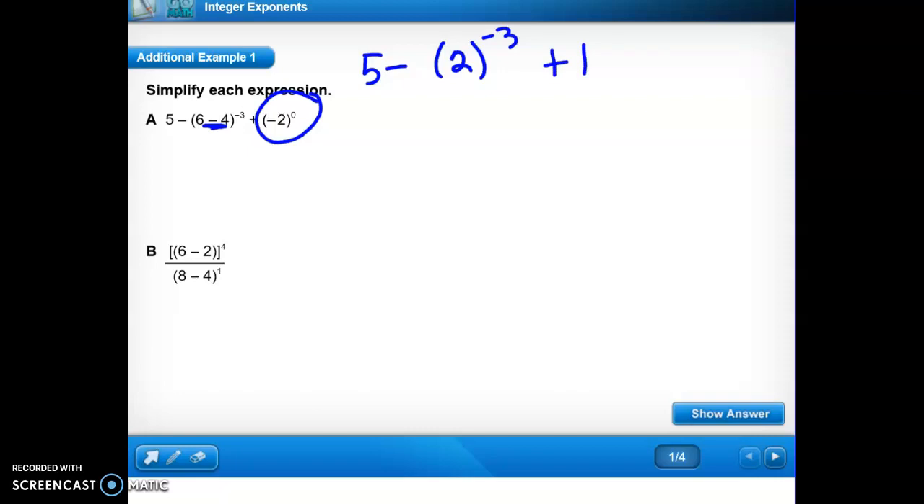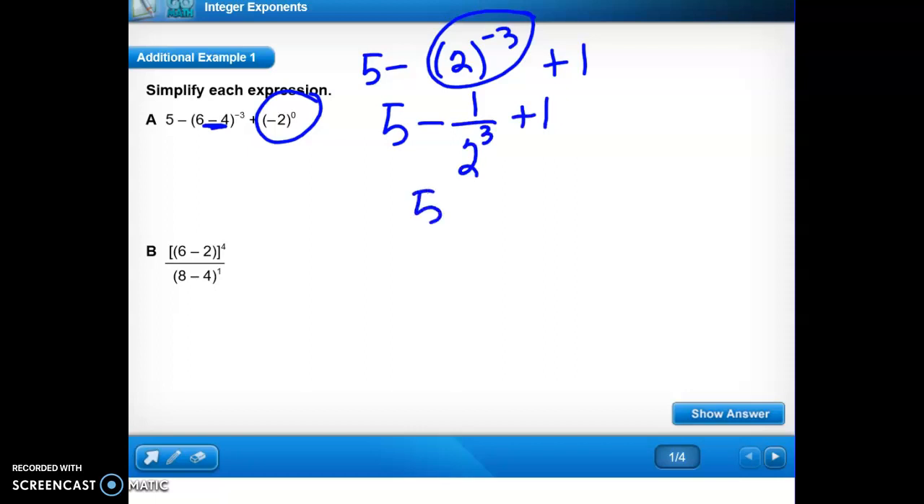All right, so I can do the 5, but we have this negative exponent. So this negative exponent right here needs to be written as a fraction. So it's going to be 5, and then we're going to subtract. And when we write this as a fraction, it becomes 1 over 2 to the 3rd. And then we still have our plus 1.